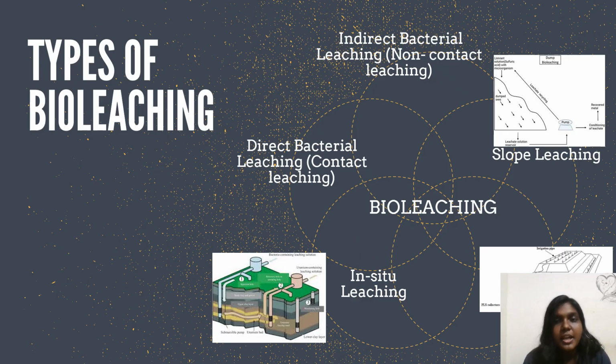Bioleaching can be categorized into types: indirect bioleaching, direct bioleaching, in situ bioleaching, and slope bioleaching. Indirect bioleaching is a process of indirect bacterial leaching, which is non-contact bioleaching. The surface of the slopes or the ores will not be in direct contact with the microbial organisms that we are giving to them. And direct bioleaching is nothing but contact bioleaching, the direct contact between the bacteria and the ores.